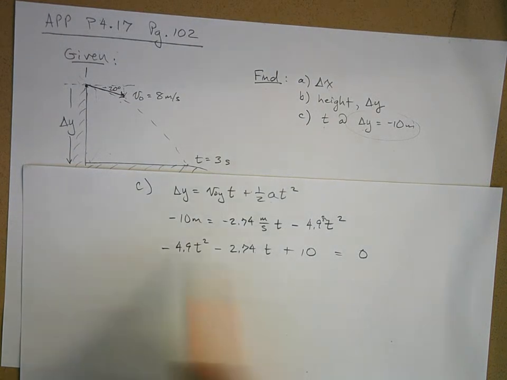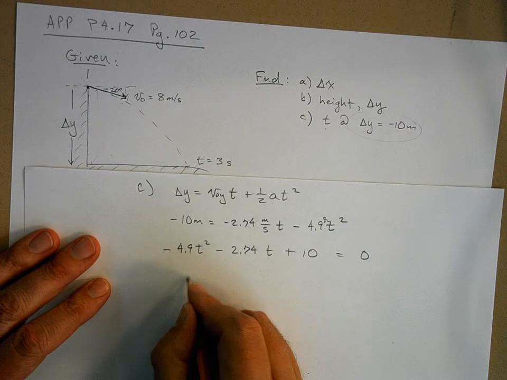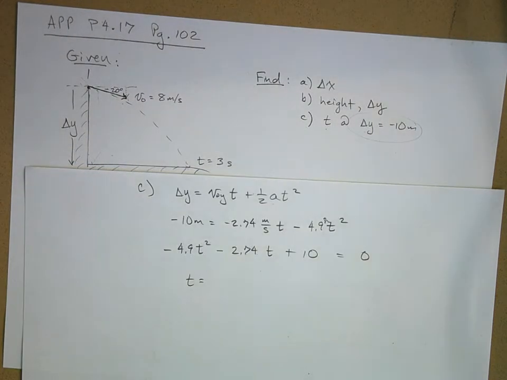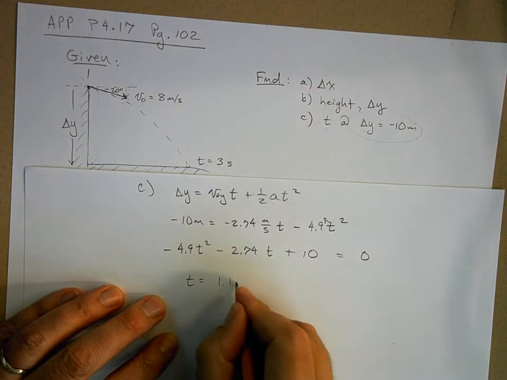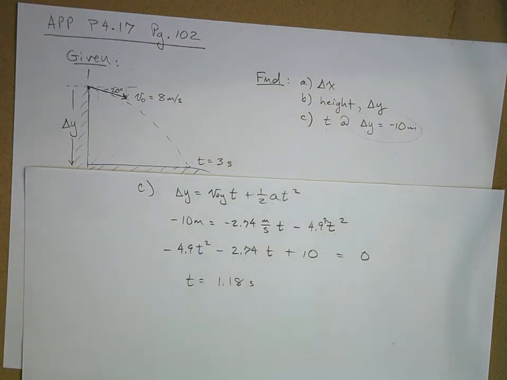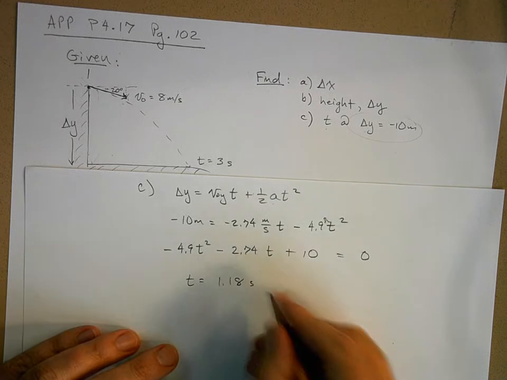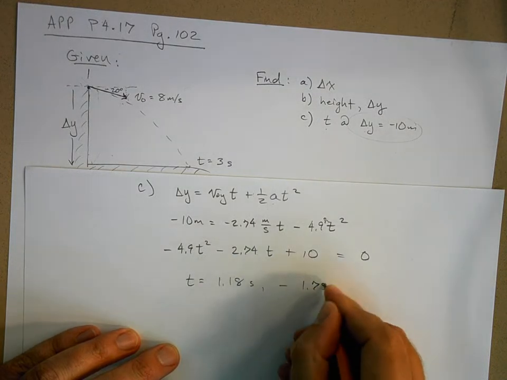Now, when you plug this into your calculator and solve, what do you get for time? You should have gotten 2 answers. I got 1.17. Or 1.18. 1.18? Yeah. What was the other answer, though? It gave you a negative answer, didn't it? Yeah, it did. There is negative 1.75. So it'll give you a negative 1.75 when you plug this into solve.